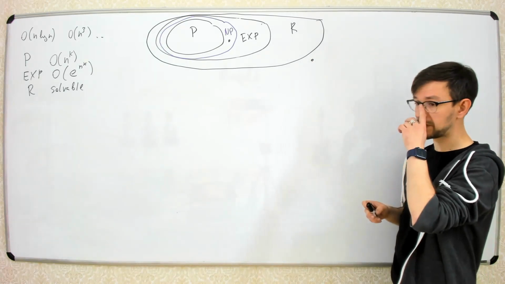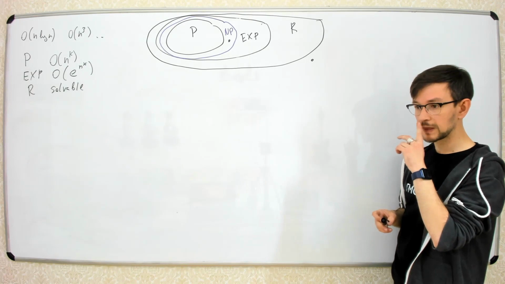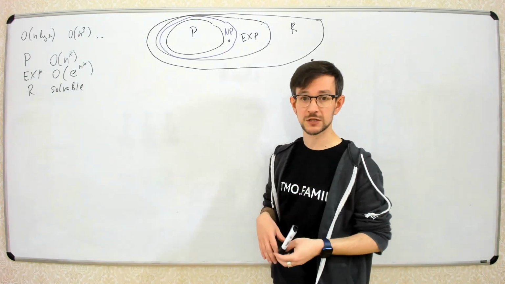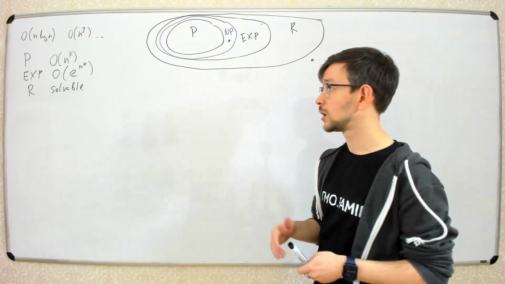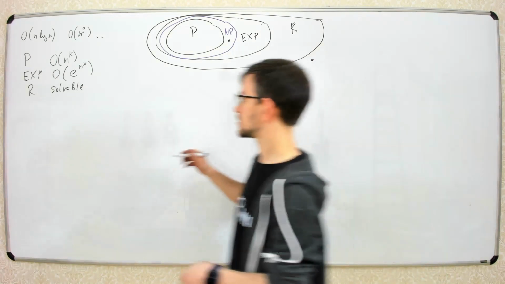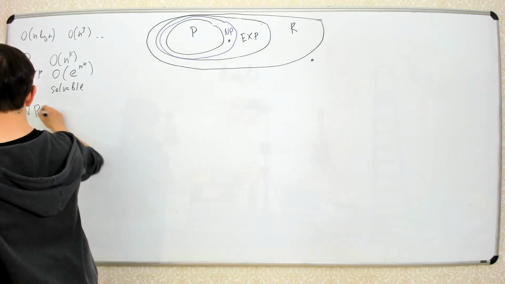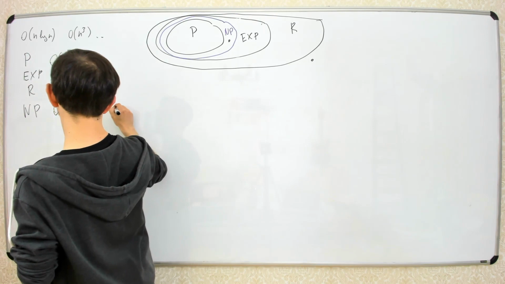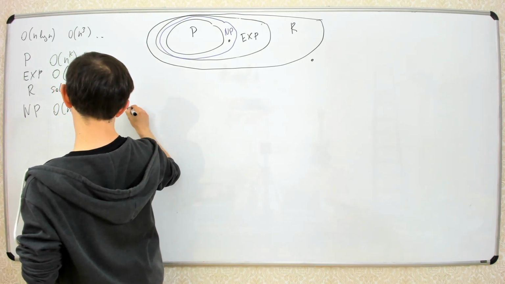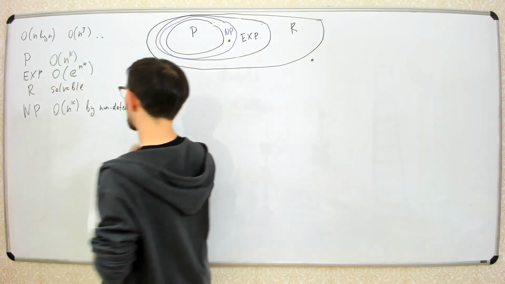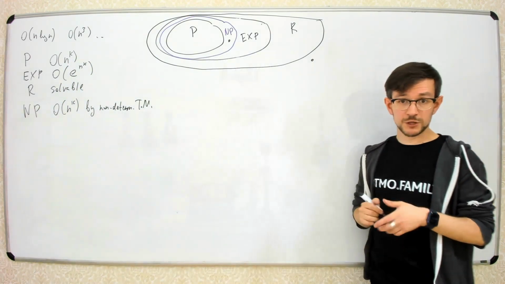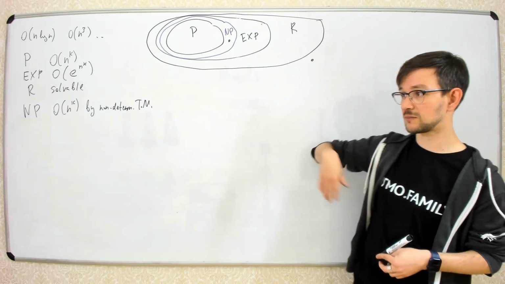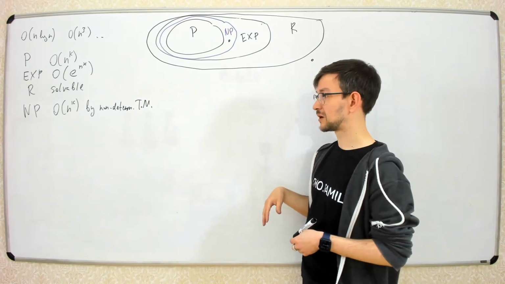When is a problem in the NP class? A problem is in NP when it can be solved in polynomial time by a non-deterministic Turing machine. What does non-deterministic mean? What does a non-deterministic Turing machine mean? It means that this Turing machine has some advice from someone.